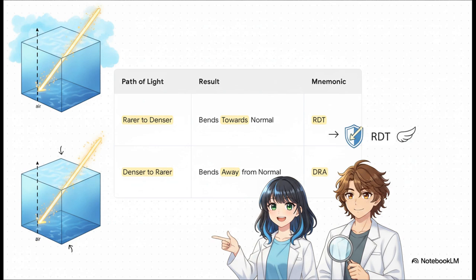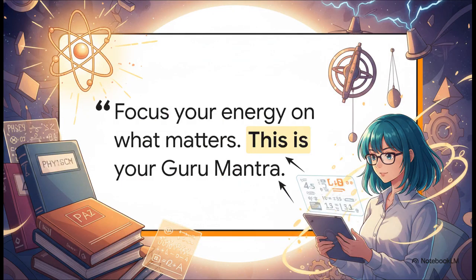When light goes from a rarer to a denser medium, like from air into water, it bends towards the normal. And when it goes from denser to rarer, like water back into air, it bends away from the normal. Just remember those little mnemonics, RDT and DRA. They're lifesavers.